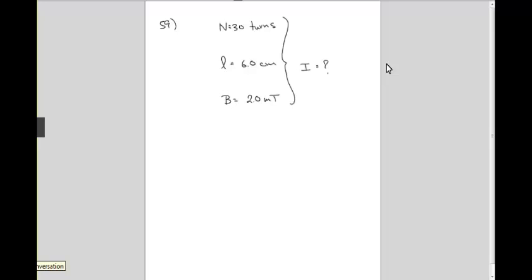Okay, we're on problem 59. We have a solenoid. Solenoids are for creating magnetic fields. If we take some wire and put them in a loop like this, you're going to get a magnetic field associated with the wire, and all those wires stacked on top of each other create a magnetic field that looks like this, almost like a bar magnet.